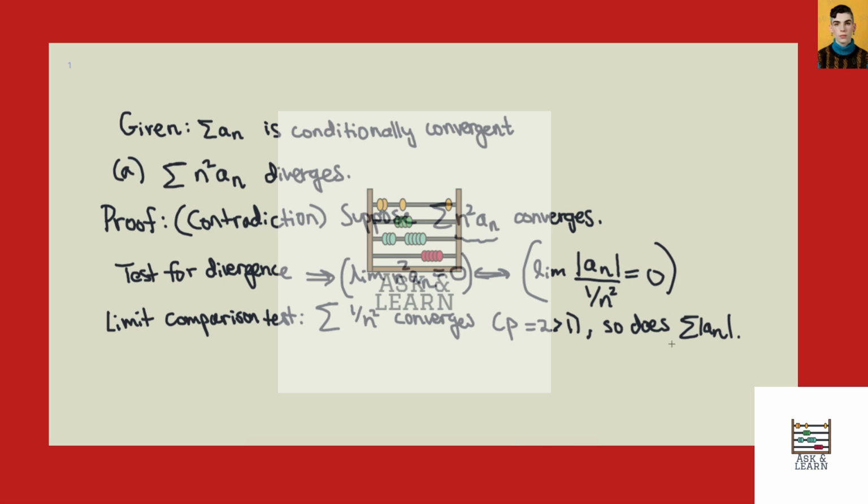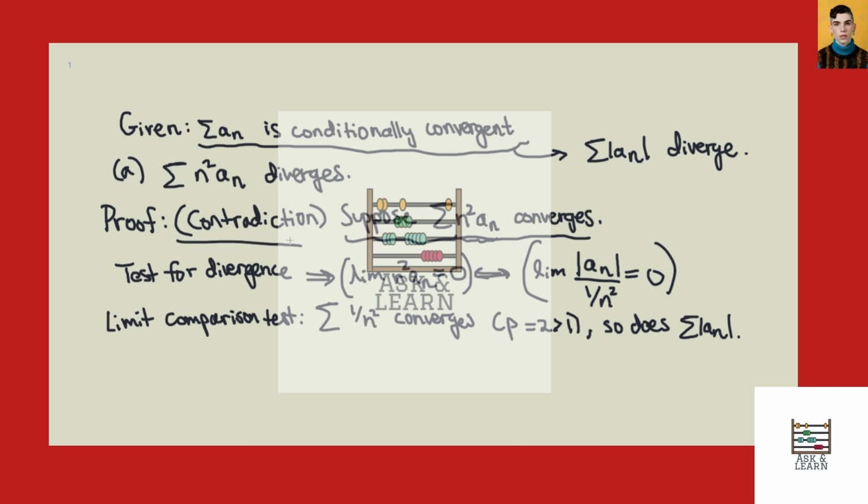However, this cannot happen because in the given information, we have that this series is conditionally convergent. That means, part of the definition, that if you take the absolute value of AN, the series will diverge. So as a recap, we suppose that it converges because we're using proof by contradiction. Under this assumption, we end up showing that the series in absolute value converges, but that contradicts the given information. So that completes the proof of part A.